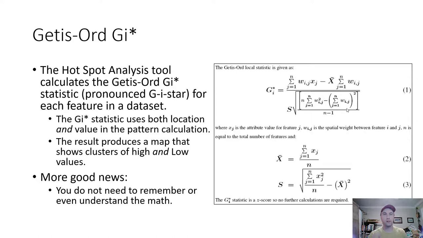Again, the Getis-Ord Gi star statistic is based off of very complicated mathematical formulae here for your pleasure or amusement, depending on your approach to math. The good news is, again, you don't need to remember or understand the math. The GIS does it for you. You just need to know what your inputs are. So interpreting the Getis-Ord Gi star statistic.